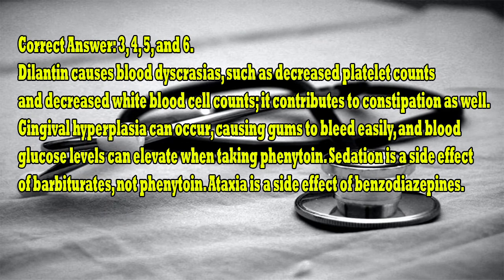Correct answer, 3, 4, 5, and 6. Dilantin causes blood dyscrasias, such as decreased platelet counts and decreased white blood cell counts. It contributes to constipation as well. Gingival hyperplasia can occur, causing gums to bleed easily, and blood glucose levels can elevate when taking phenytoin.